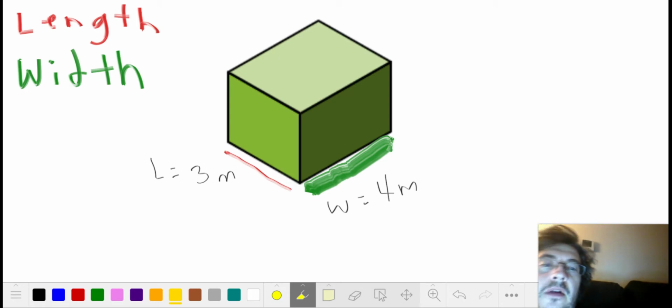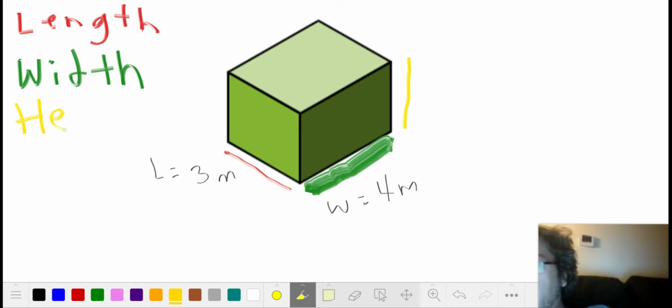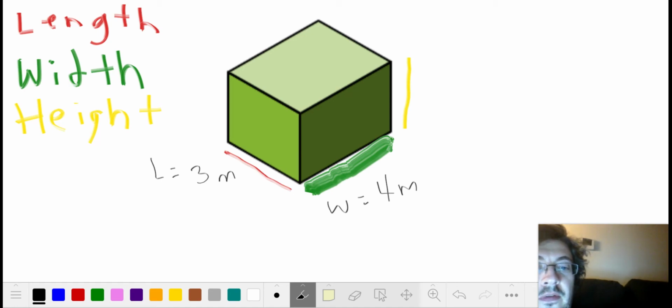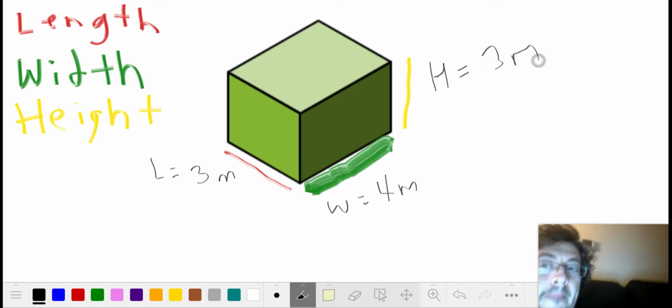And then the height, not surprisingly, is going to be the distance from the bottom to the top of the object. So let's say that the height also has a measure of 3 meters.